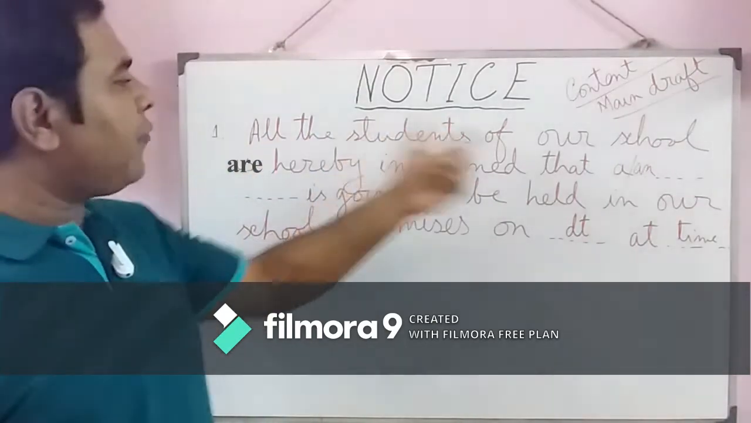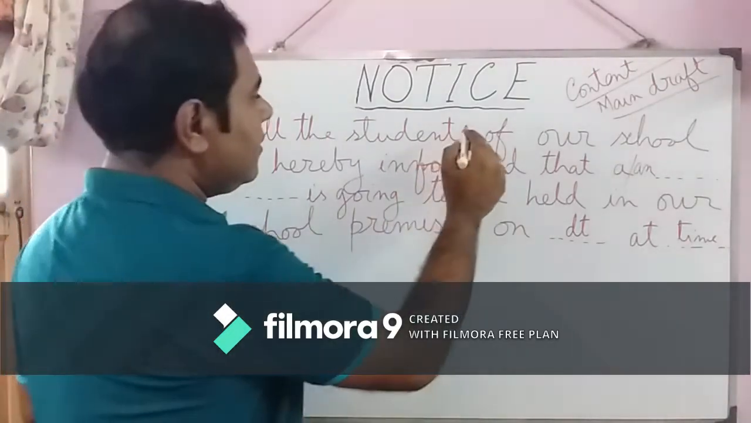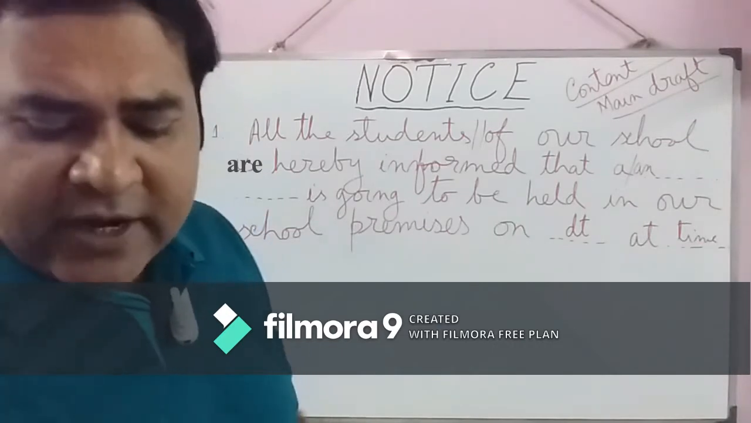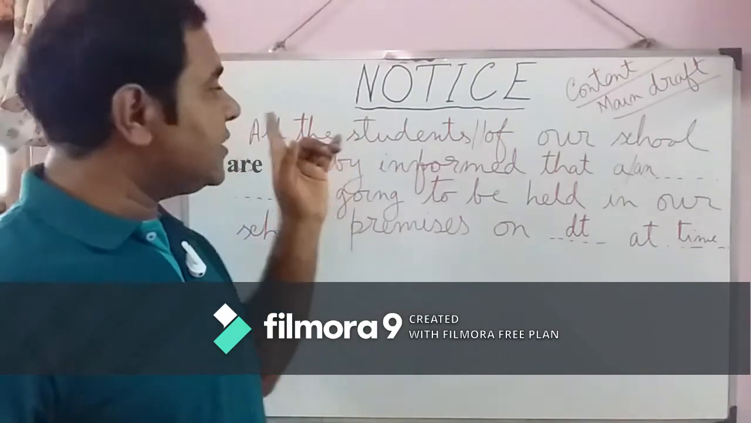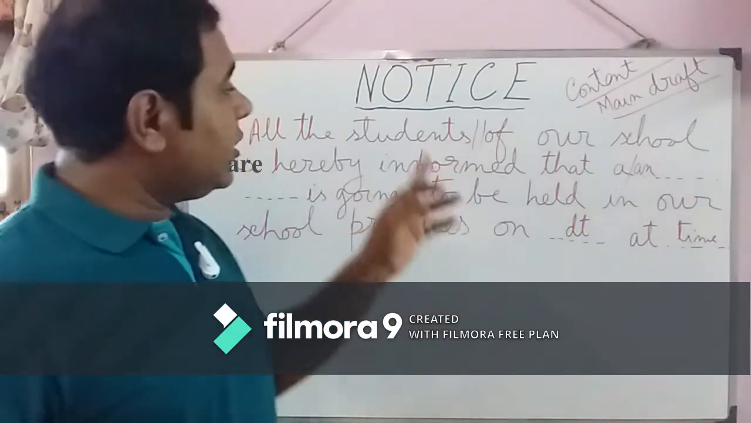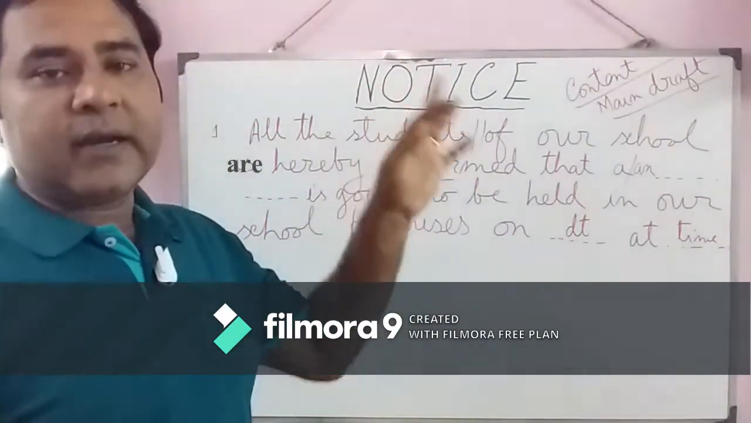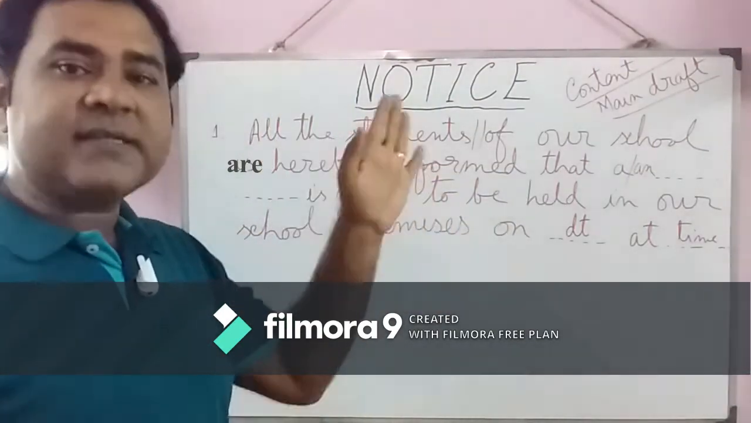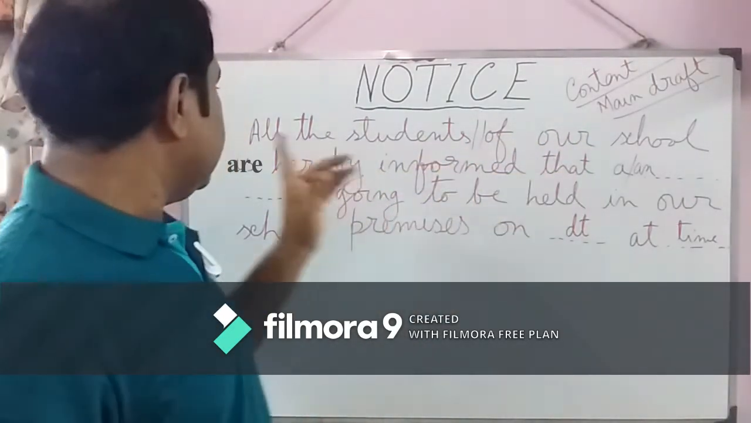All the students of our school. Now remember one thing, here you have to take a notice. If the notice is meant for all the students of the school, then it is all the students of our school. If it is specific for the students of class 9 or 10, so to say, then you have to mention here all the students of class 9 or all the students of class 10, or a range of classes, all the students from class 8 to class 10, like this. All the students of our school are hereby.